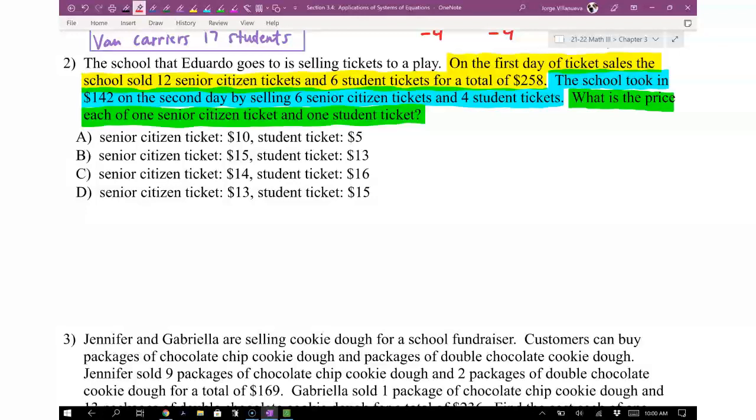On the first day of ticket sales, the school sold 12 senior citizen tickets. So let me write down this one. 12 senior citizen tickets and 6 student tickets for a total of $258. All right, there's my first one. Can someone tell me the second equation in the blue section? Anybody? It says the school took in $142 on the second day by selling 6 senior citizen tickets and 4 student tickets. What should I write?